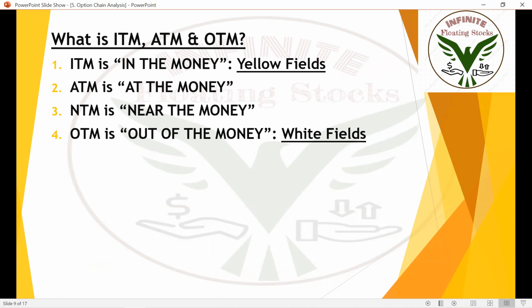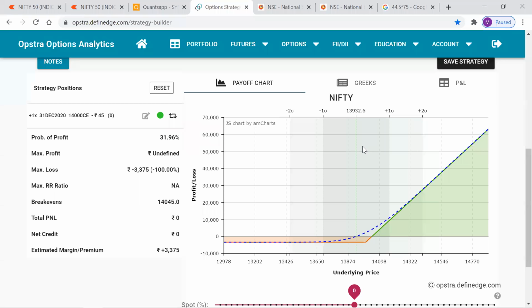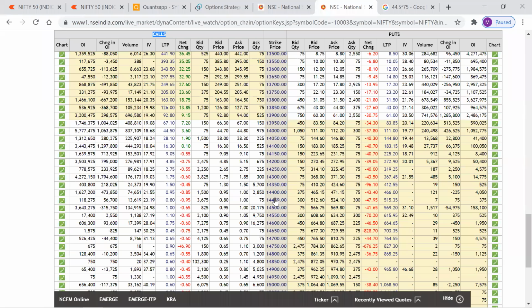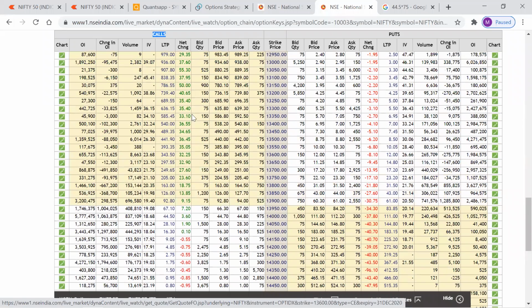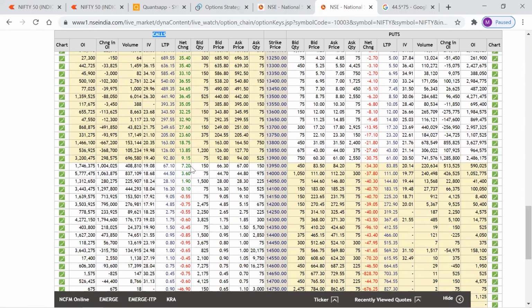In the money are nothing but yellow fields in the option chain table, and out of the money are nothing but white fields in the option chain table. Let's go to the table. So this is the table. Now see, you're able to see the yellow table, white table, and also white table and yellow table.